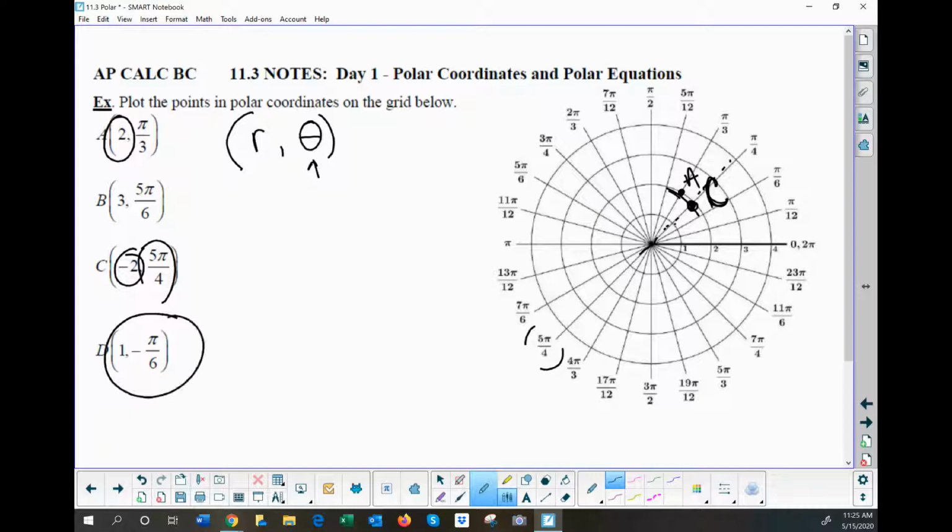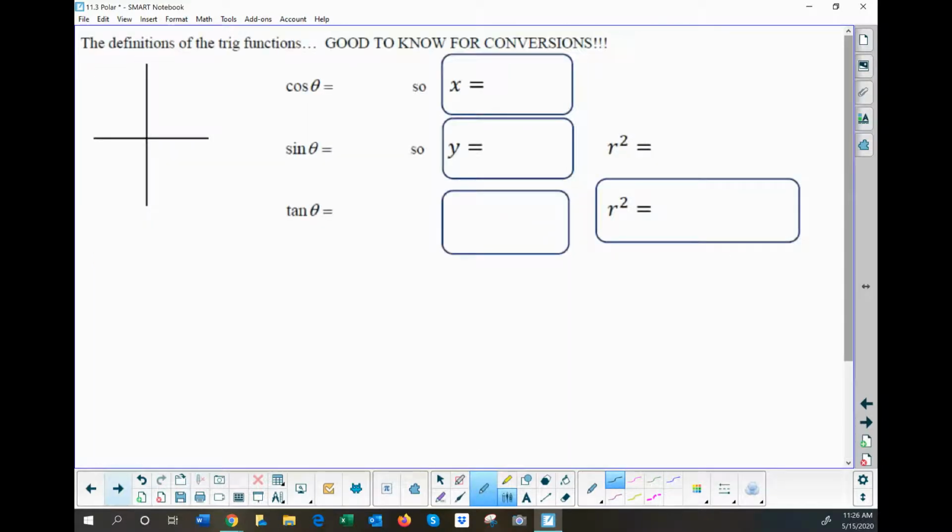Here I have 1, negative pi over 6. Negative pi over 6 will be here. Notice that this is subdivided into 12 equal parts, so to get a sixth, we have to go 2 sections. Negative pi over 6, and we want to step out 1 unit, which would be there. Had this been -1, then I would have bounced across to right there. So this is D. That's plotting points.